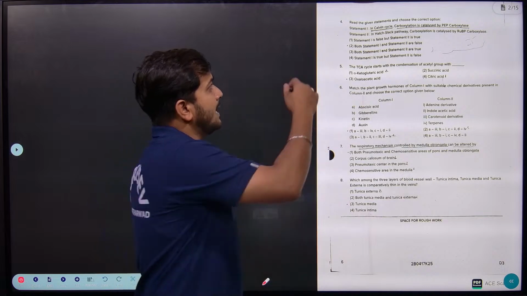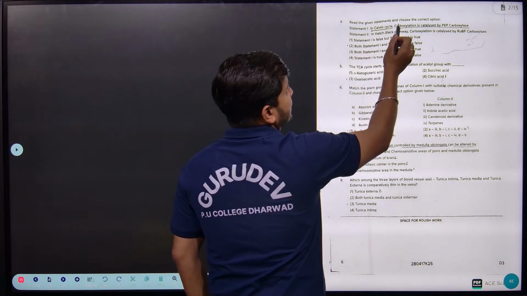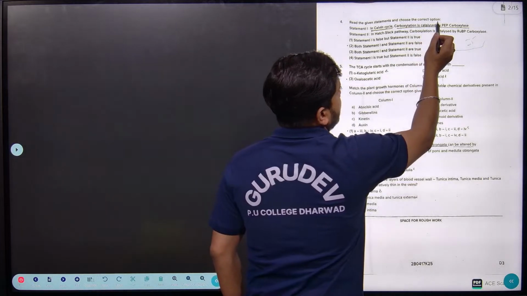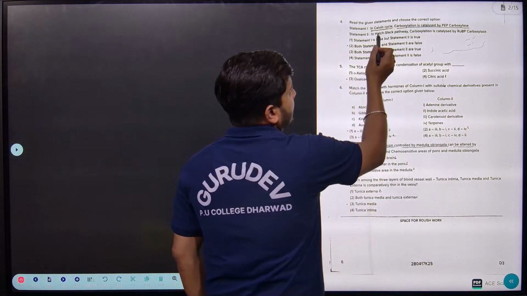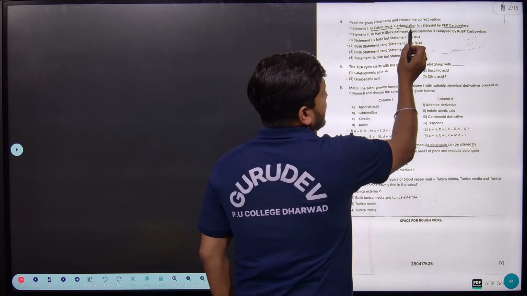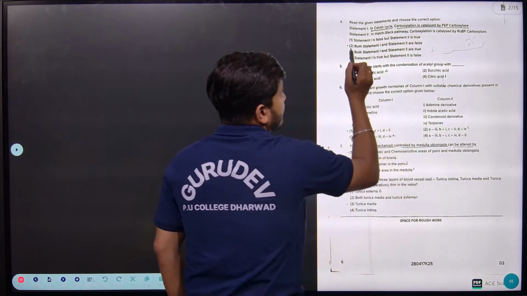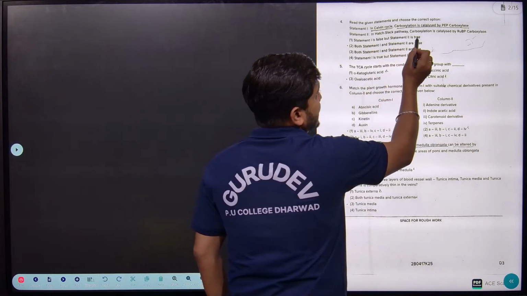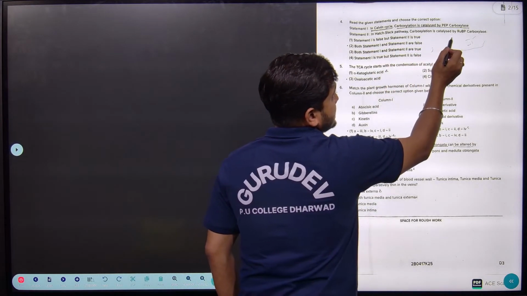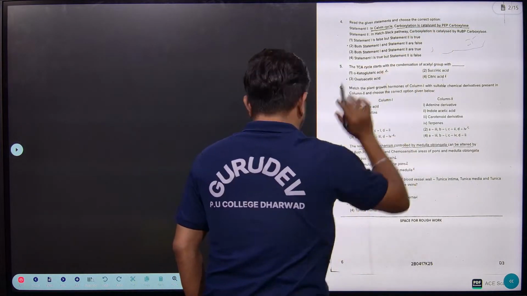Then the next one is question number 4: read the given statements and choose the correct option, right? Here, the first statement says that in the Calvin cycle, carboxylation is catalyzed by PEP carboxylase. Statement 2 says that in the Hatch and Slack pathway, carboxylation is catalyzed by RuBP carboxylase, right?